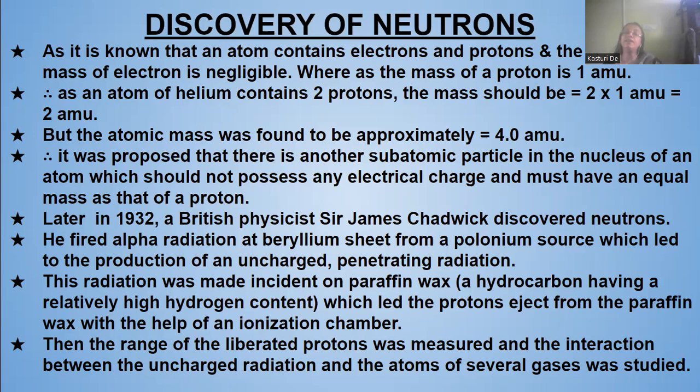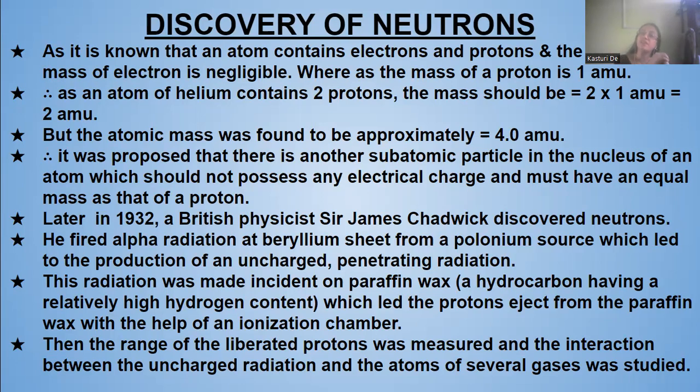Now, later in 1932, a British physicist, Sir James Chadwick, discovered the neutron. What did he do? He fired alpha radiations at a beryllium sheet. He took a beryllium sheet, and from a polonium source he fired alpha radiations, which led to the production of an uncharged penetrating radiation.